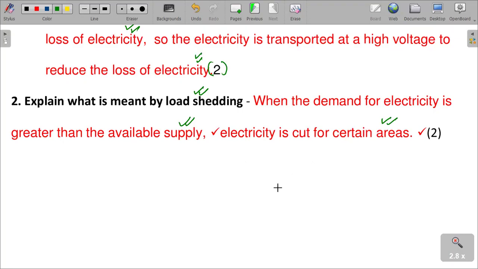Load shedding is a situation that arises when demand for electricity is greater than available supply, and then ESCOM, or a national service provider of electricity, cuts electricity for certain areas. Then we call that what? We call that load shedding.